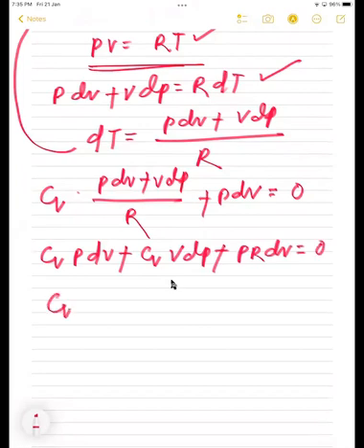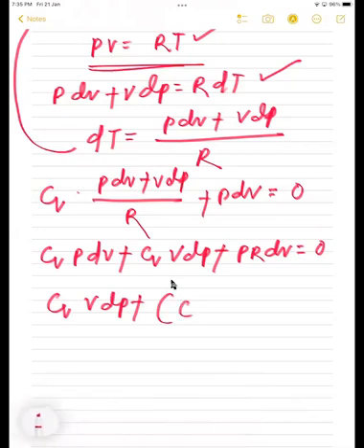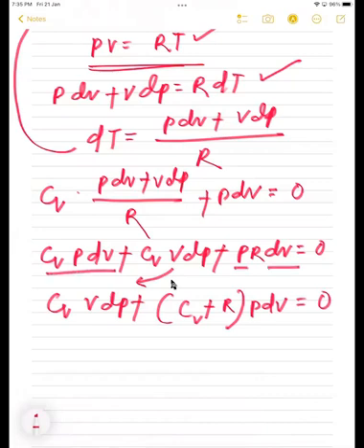And here students, Cv V dP plus, take bracket here, Cv plus R, right? We can take common here. Cv you take common plus R you take common from there. What will you get extra? P dV in every case now, students. This thing came to this place, right? And here P dV, here also P dV. So taking common, you will get this much or not?